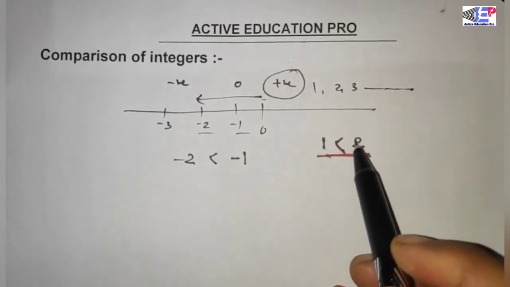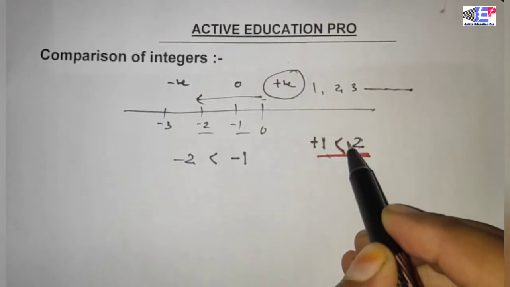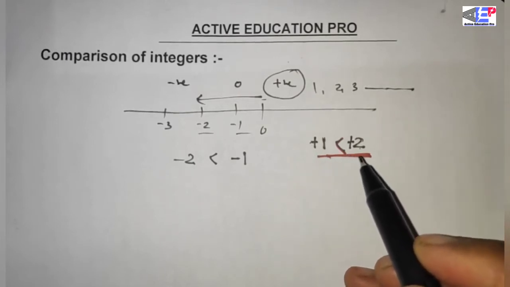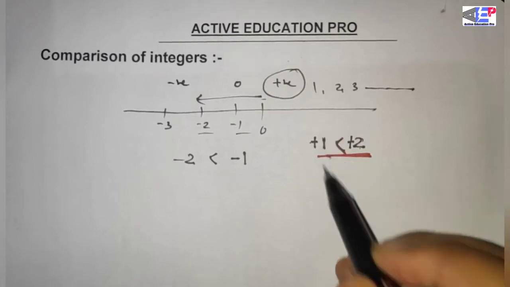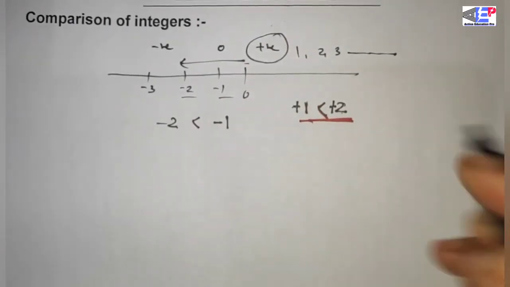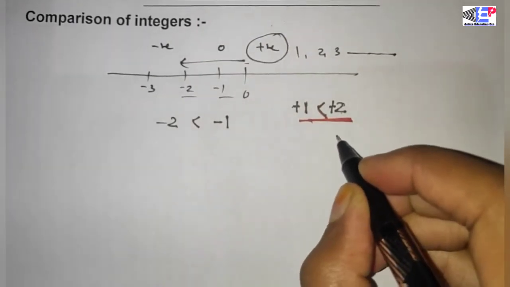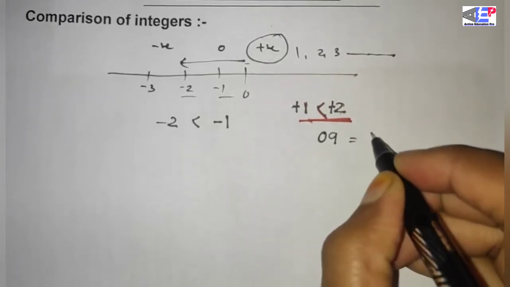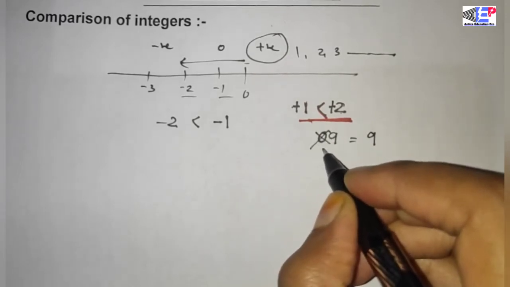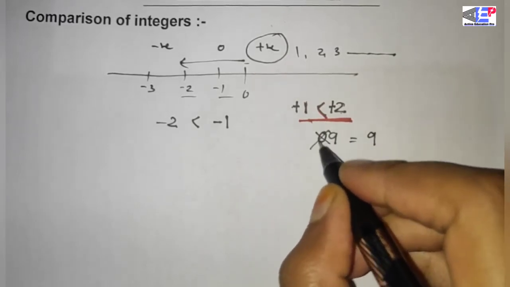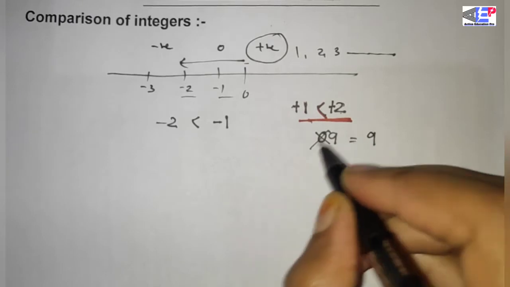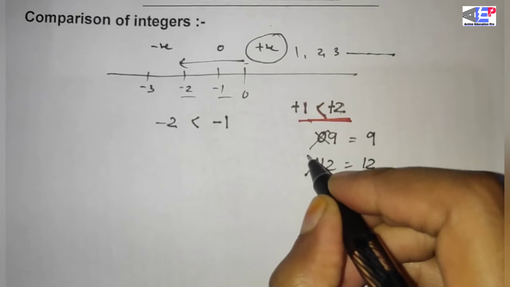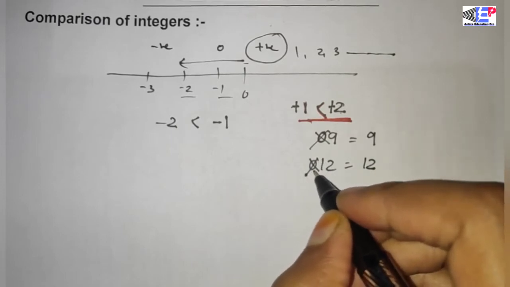Simple 1, simple 2 means there is a plus sign before it, so there is no need to write a plus sign with positive integers. You know very well a normal number: you can write 9, or you can put a 0 at the left side of 9, but it is just 9. It need not be written with a 0 before it. Suppose this is 0, 1, 2, the number is 12.